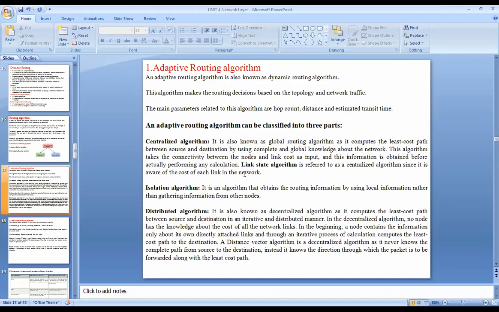And this adaptive routing algorithm has been classified into 3 types of algorithms. What are the 3 types? One is the centralized algorithm, the second is the isolation algorithm, and the third one is the distributed algorithm. Centralized is nothing but what? I will give you examples.